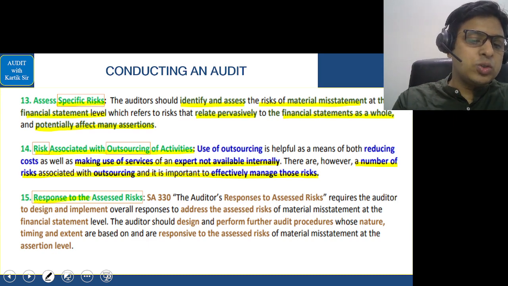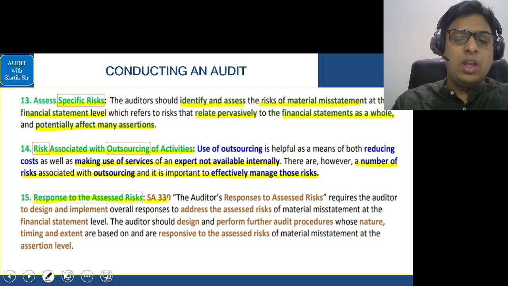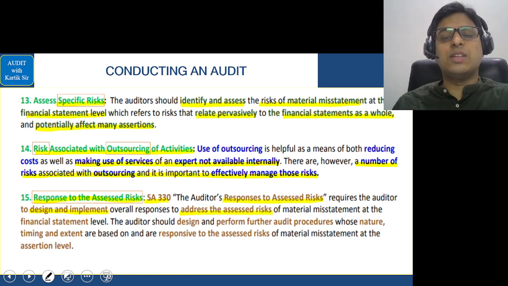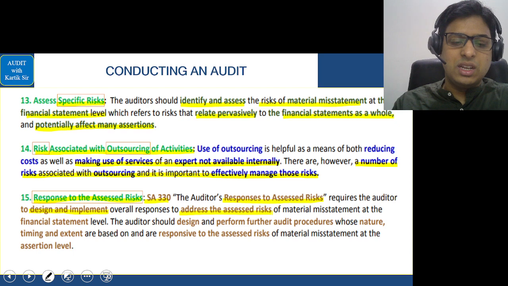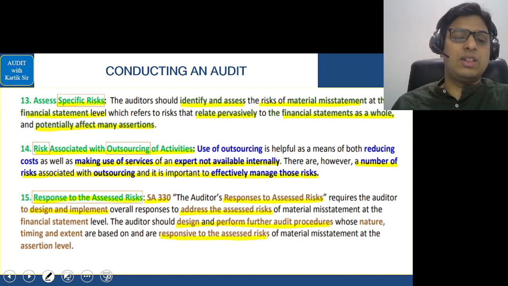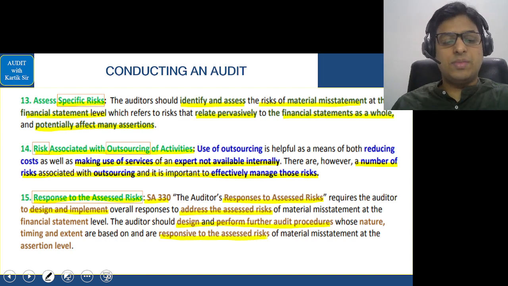Next is response to the assessed risk. SA 330, Auditor's Responses to Assessed Risks, requires the auditor to design and implement overall responses to address the assessed risk. That is nothing but your further audit procedures. They have written the same thing. Design and perform further audit procedures whose nature, timing, and extent are based on and are responsive to the assessed risk of material misstatement at the assertion level. That is the response to the assessed risk. Comfortable? Okay.